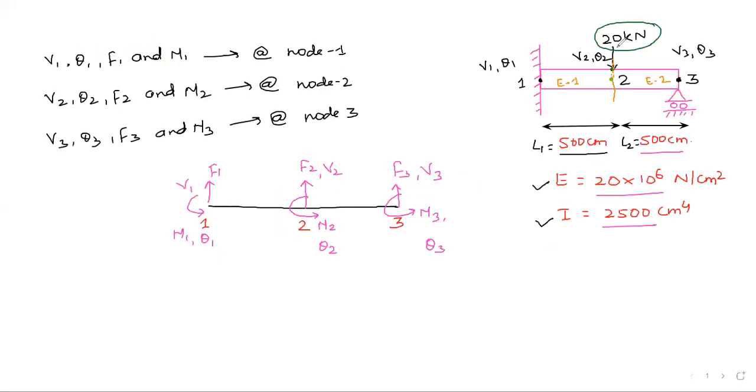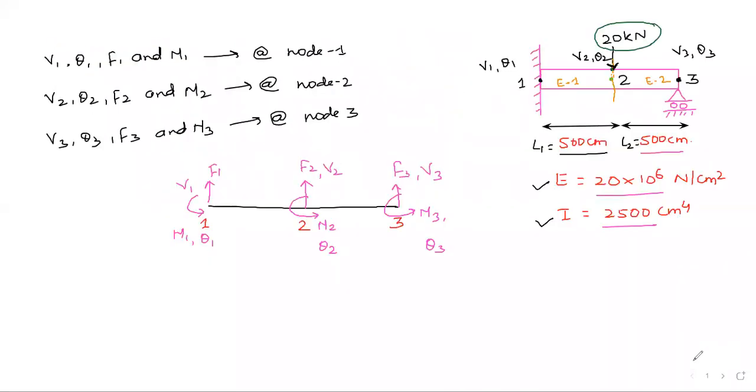So what are the unknowns, and what values are already given in the question? See, F1 is unknown, M1 is unknown, F2 value is given. What is that F2 value? See here, the F2 value is already given, 20 kilonewton. Which direction? Downward direction. Downward direction means we have to take negative. This is at the second node, right? So this is your F2 value. Let us write whatever values are given, then we will put them here.